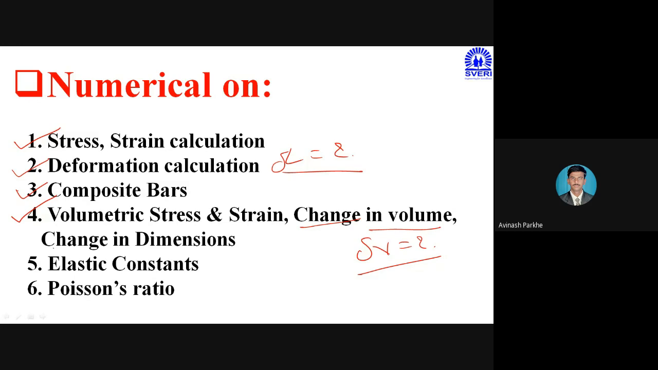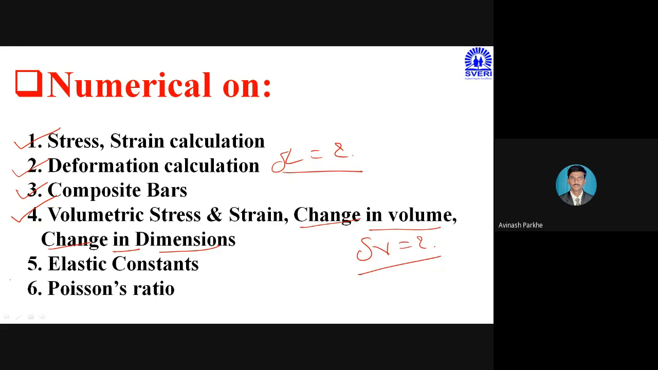particular type number 4, change in dimensions. Change in dimensions represents all the dimensions of the body. That means we have to calculate delta L, delta B, and delta D. All these calculations come under the change in dimensions calculation. So there are many varieties of problems in type number 4 which we have to solve.